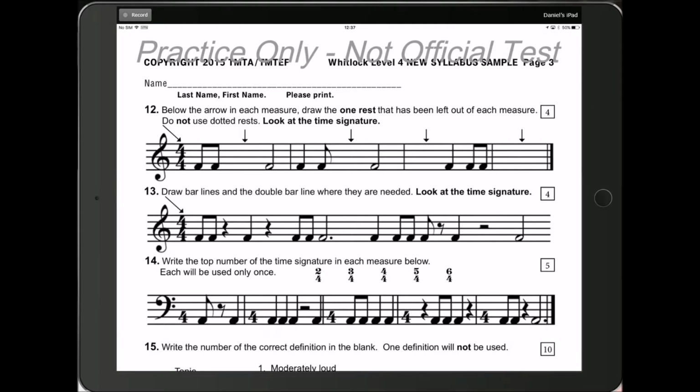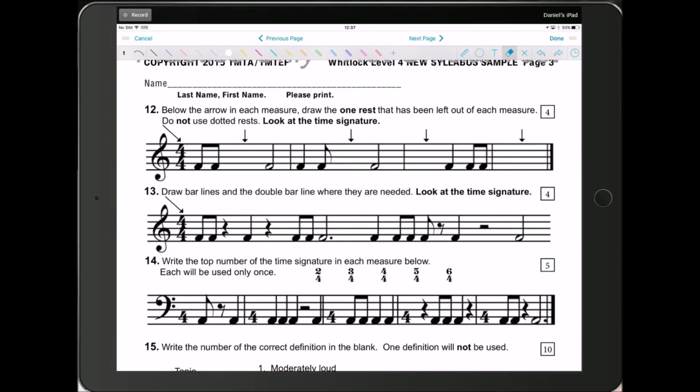Alright. Question 12 states, below the arrow in each measure, draw one rest. All the way back in lesson 1, I believe, or the first video of this series, question number 2, I explained how to draw all the different types of rests and how many beats each one of those rests get. If you need to review that, go back to the first video in this series. Okay, but I need to draw one rest that has been left out of each measure. Do not use dotted rests, so we're not going to have any dotted half rests or dotted quarter rests.